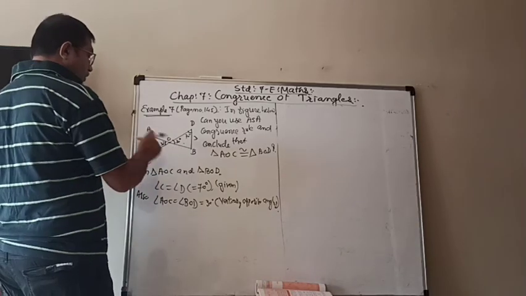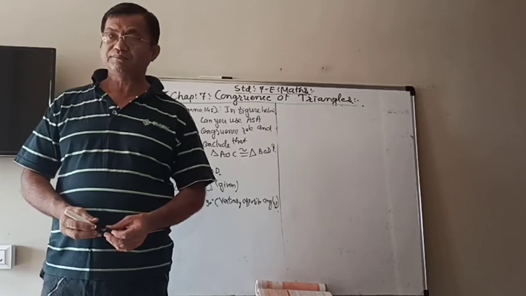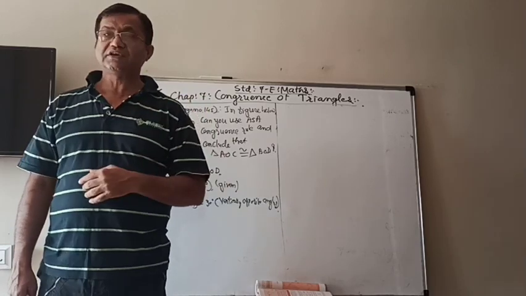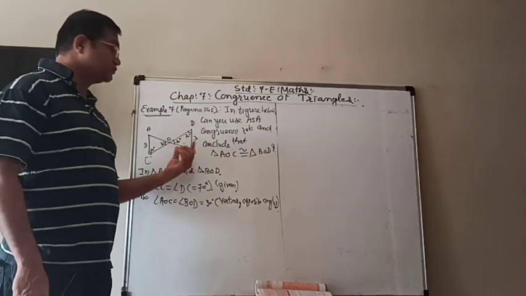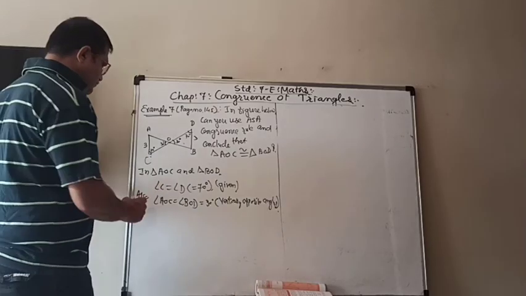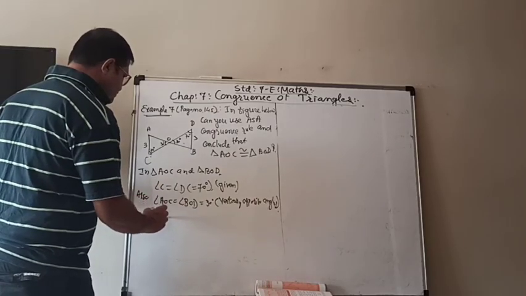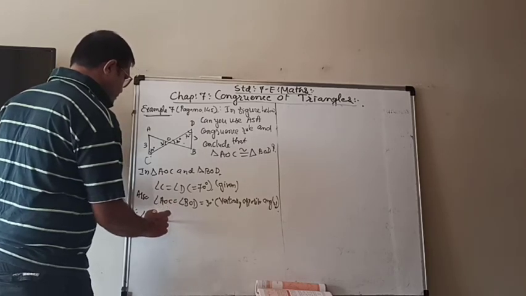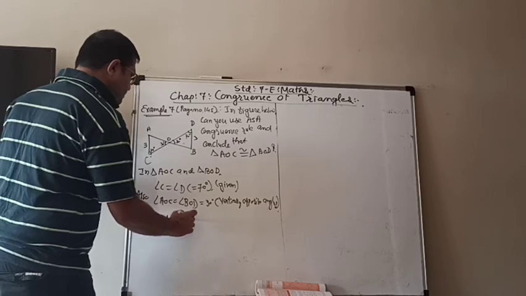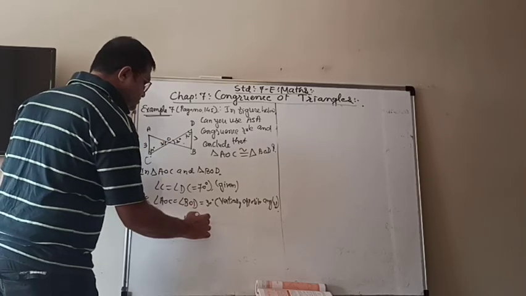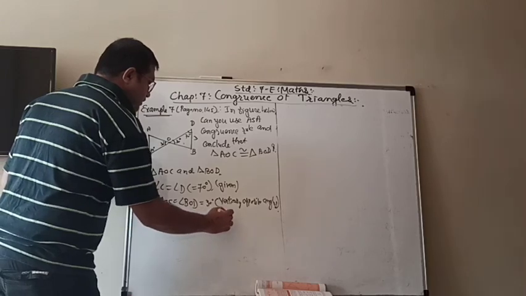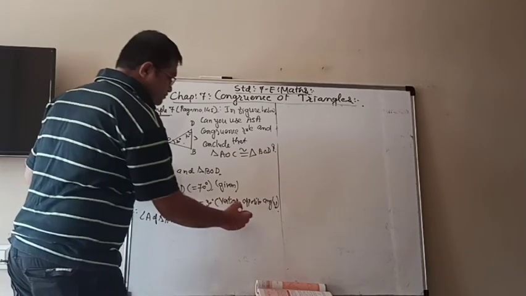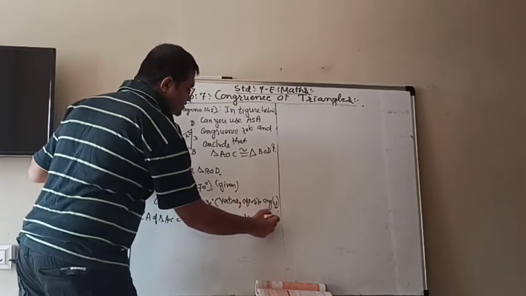Now we also know the angle sum property of the triangle. The sum of the three angles is 180 degrees. Now two angles are known, so the third angle can be found. Therefore, angle A of triangle AOC will be 180 minus the sum of these two angles, means 70 plus 30. 70 plus 30 is 100, so 180 minus 100 is 80 degrees.